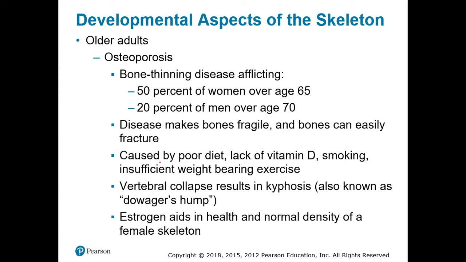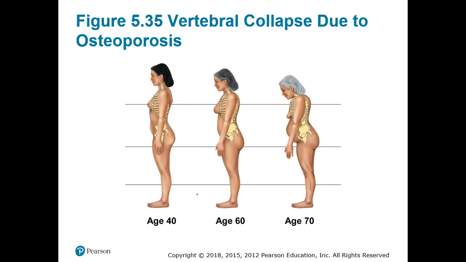Sometimes this is caused by poor diet or lack of vitamin D. Smoking can also affect it, or if you are not being active, so insufficient weight bearing exercise. This disease can cause not only fractures, but it can cause your vertebrae or your spine to collapse, and this results in something called kyphosis, also known as Dowager's hump. I have a picture coming up here. This is the Dowager's hump that we're talking about because you see you lean more forward.